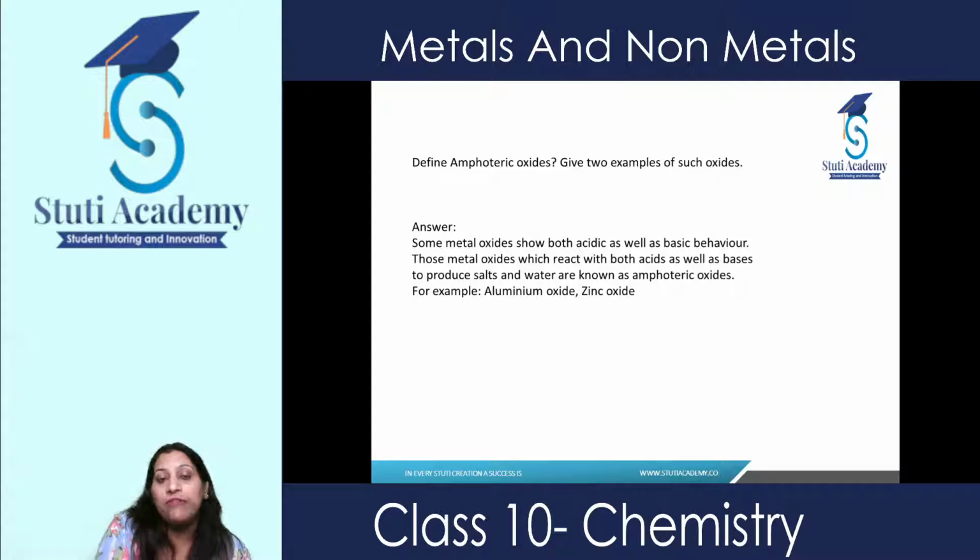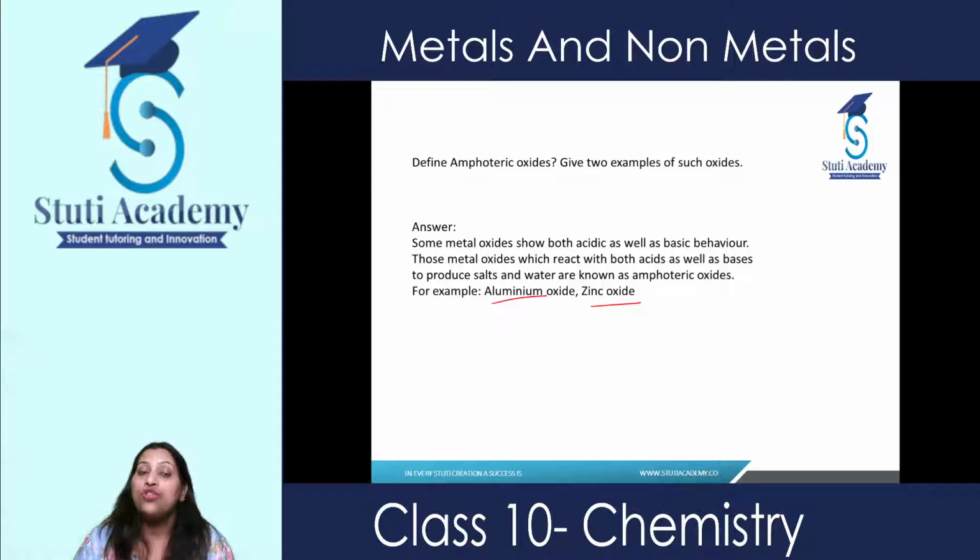Now next question is, define amphoteric oxides and give 2 examples of such oxides. Amphoteric oxides are those oxides which act like both acid and base. Examples of such amphoteric oxides are aluminium oxide and zinc oxide. Now children, you can see these are very important questions, and you have to represent your answers like this.